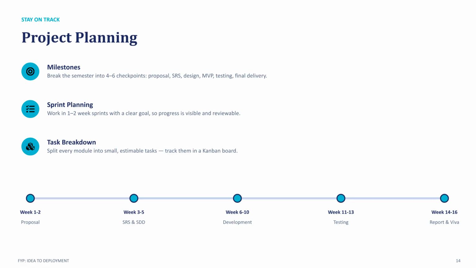To stay on track, establish clear milestones and use sprint planning to manage your work in 1 to 2 week blocks. Break your modules into small, estimable tasks and use a Kanban board to track your progress across the semester.